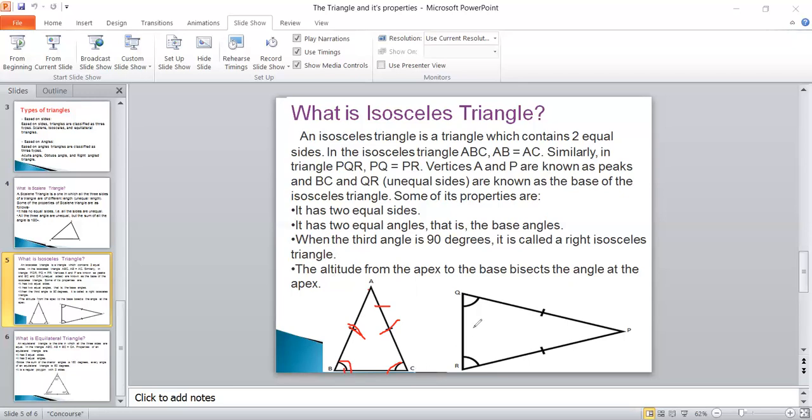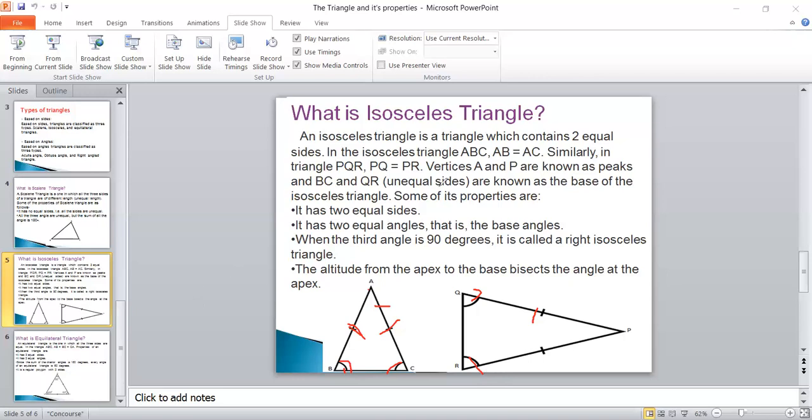Okay, so in the second figure also, as two sides are the same, PQ is equal to QR, the opposite angles of the sides will also be the same. Angle R is the opposite angle of side PQ, and angle Q is the opposite angle of side PR. Hence, you can say angle Q is equal to angle R. So in this triangle, two sides are the same and two angles are also the same.